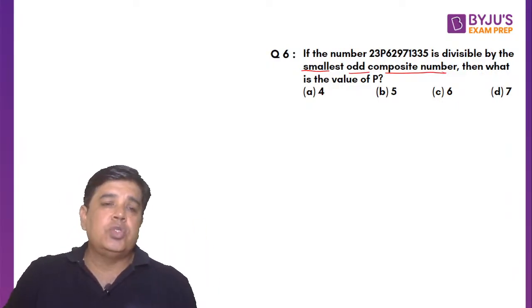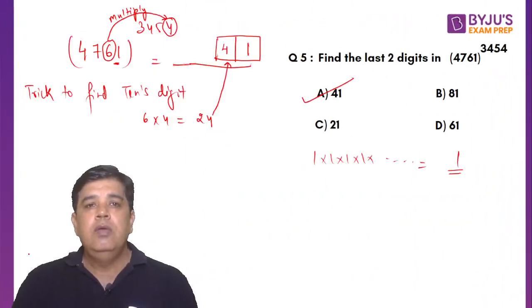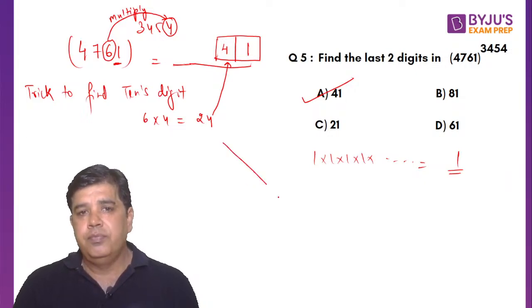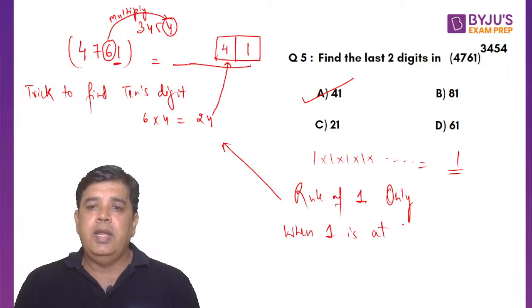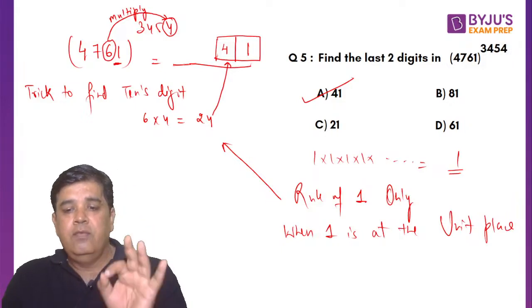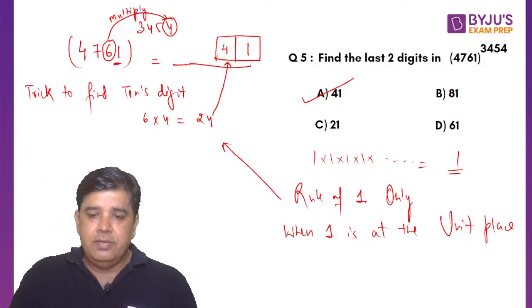No, the last question is only when we have 1 at the unit digit, right? Rule of 1 only when 1 is at the unit place. Okay, for every different digit we have a different rule. Okay, clear?